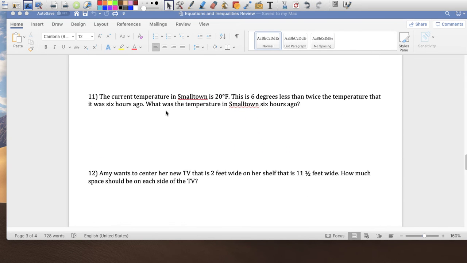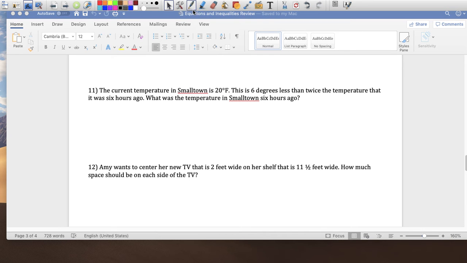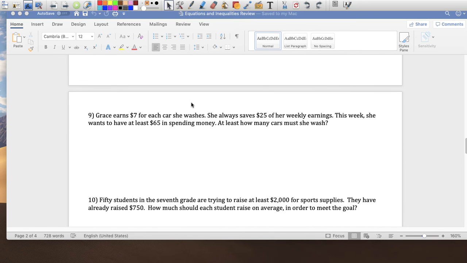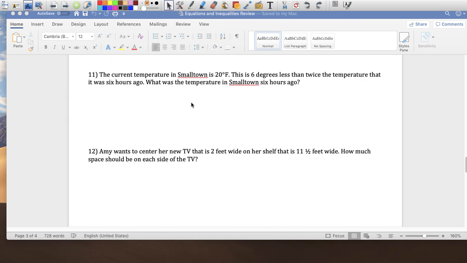11. The current temperature in small town is 20 degrees Fahrenheit. This is 6 degrees less than twice the temperature that it was 6 hours ago. What was the temperature in small town 6 hours ago? So, this is 6 degrees less than twice the temperature. So 20 degrees is the same thing as 6 degrees less than twice the temperature it was 6 hours ago.